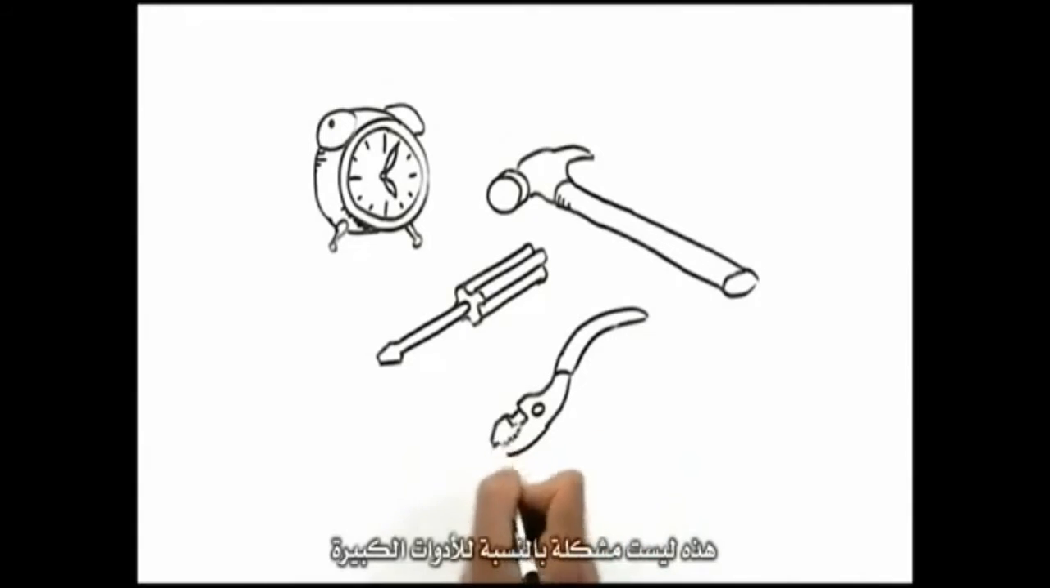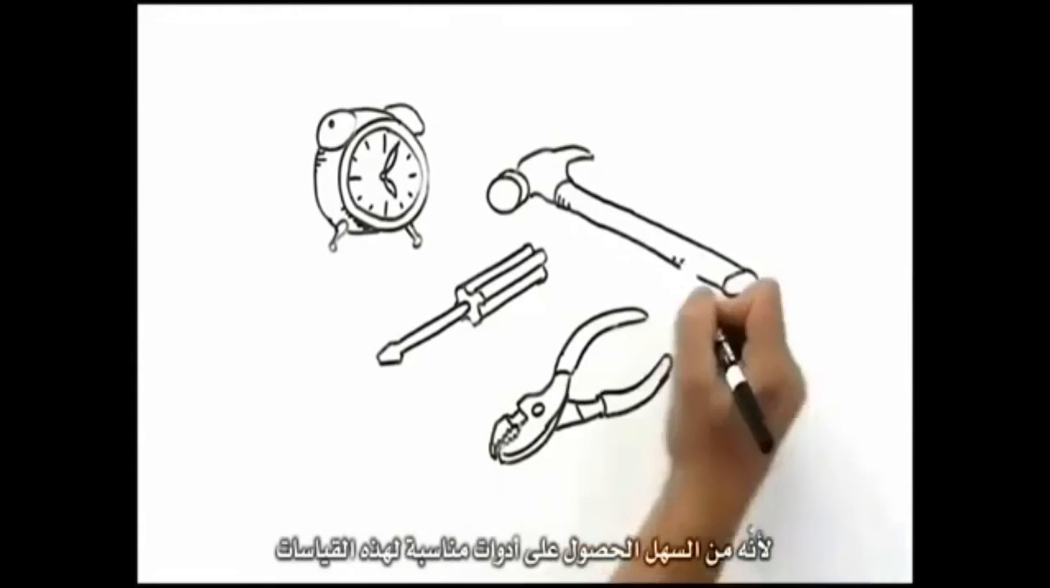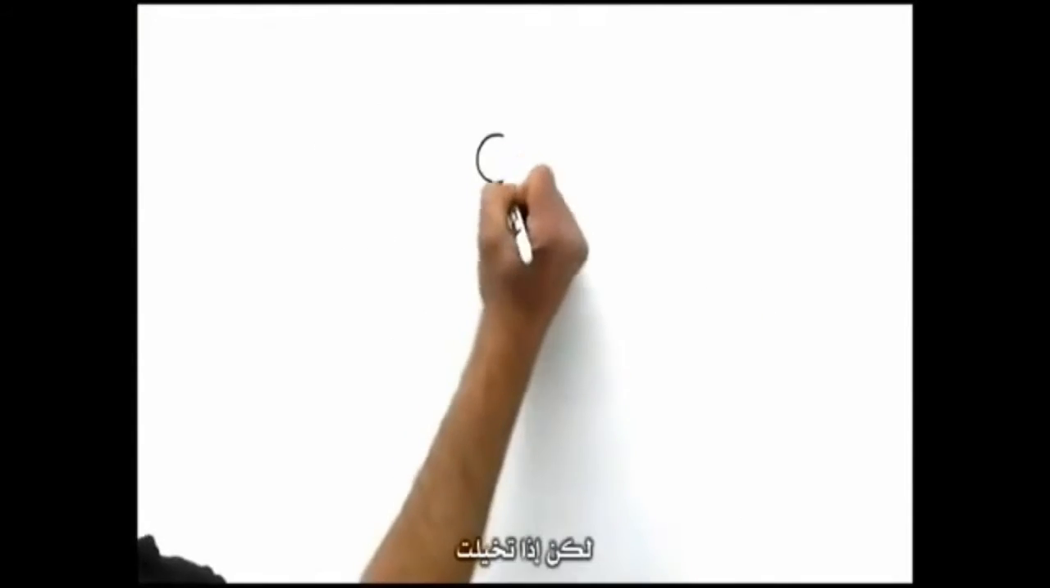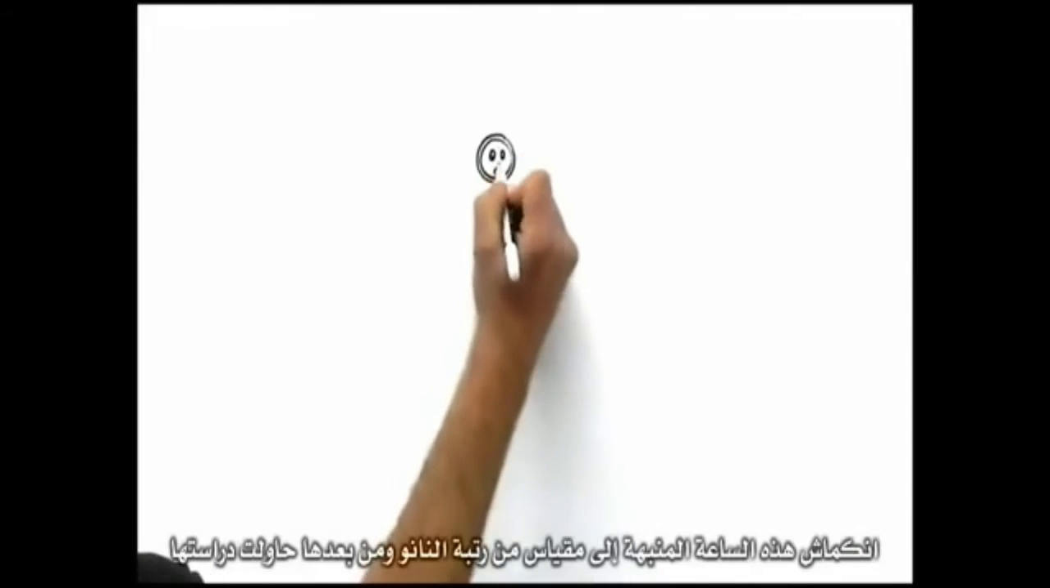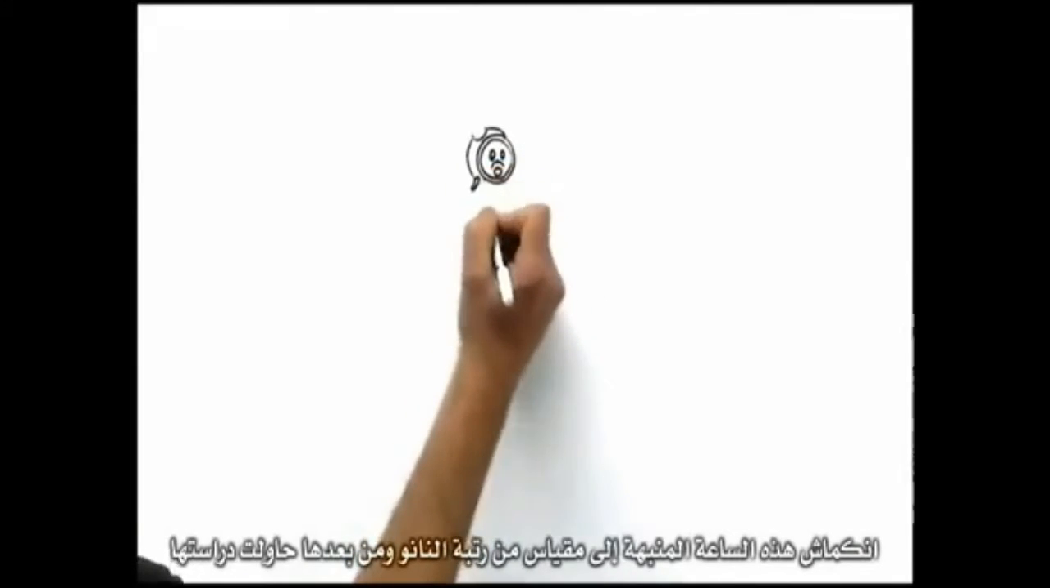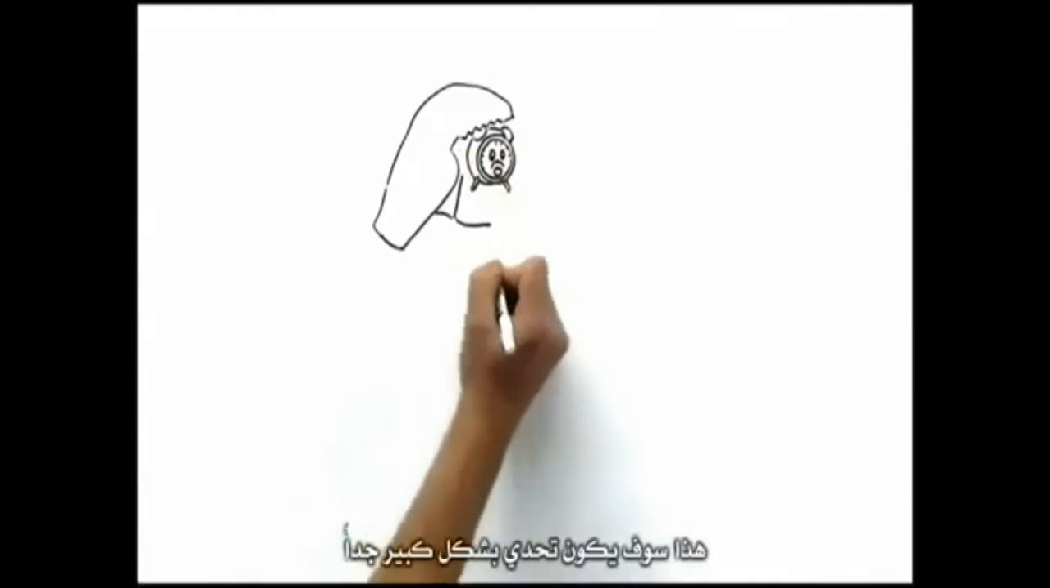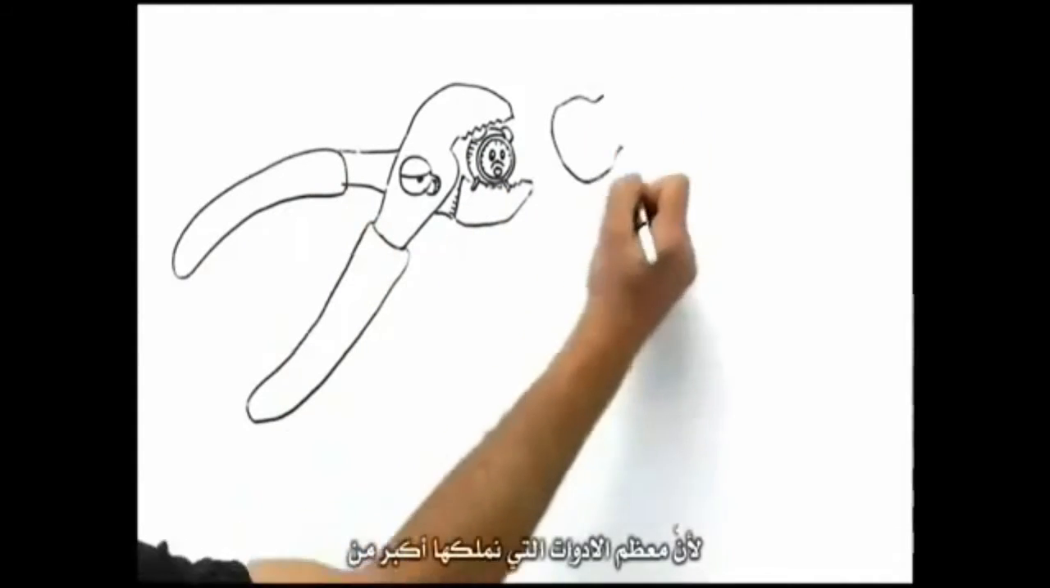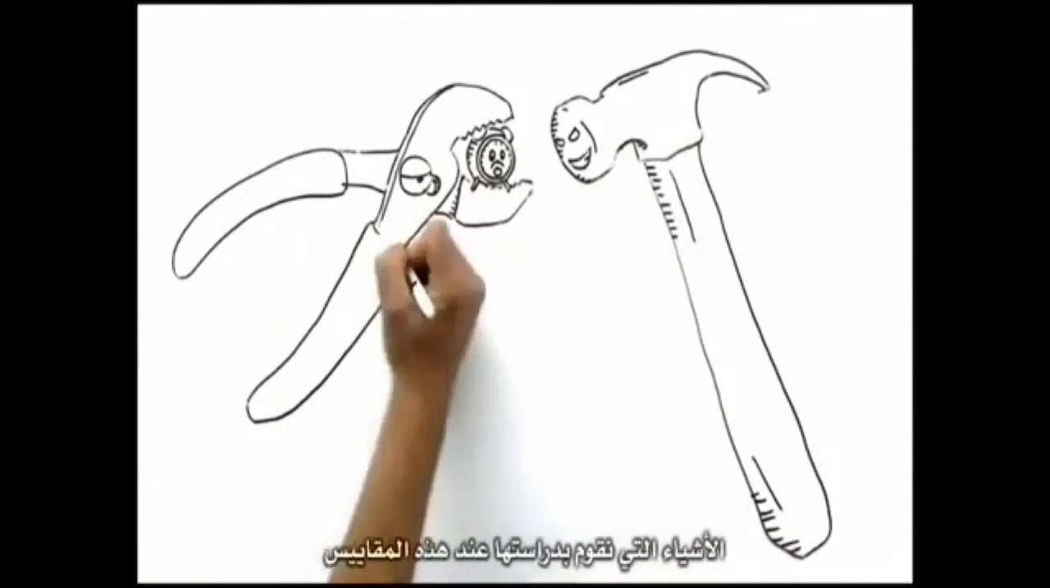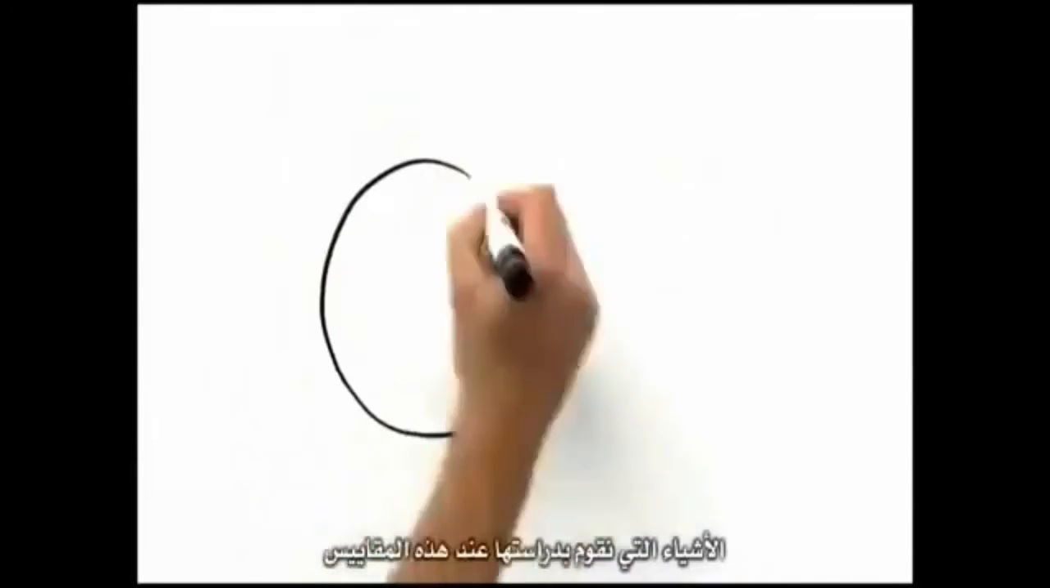This isn't really a problem for large objects because it's easy to make the properly scaled tools. But if you imagine shrinking that alarm clock down to the nanoscale and then trying to study it, that's going to be much more of a challenge because most of our tools are much bigger than the things that we typically study at that scale.